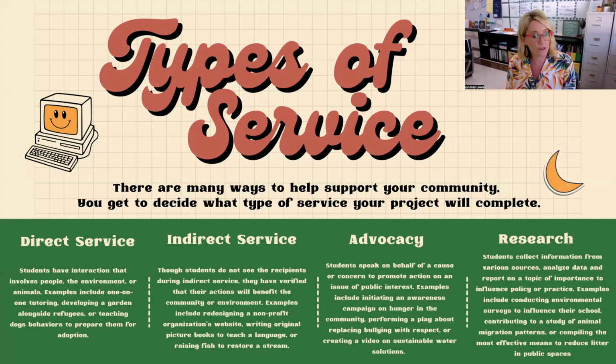Examples include one-on-one tutoring, developing a garden alongside refugees, or teaching dogs behavior to prepare them for adoption. So those are just some of the examples of direct service. However, you can also complete indirect service. So indirect service would be that students don't necessarily see the recipients during indirect service. They have verified that their actions will benefit the community or environment.